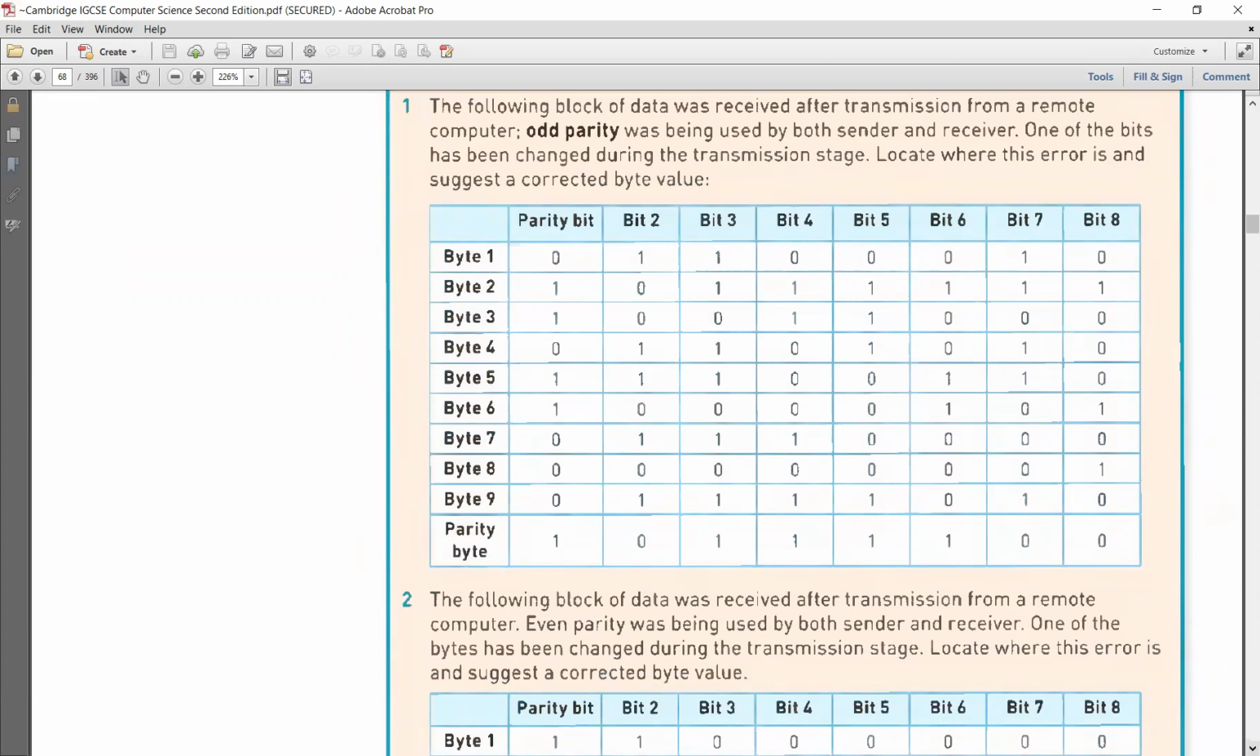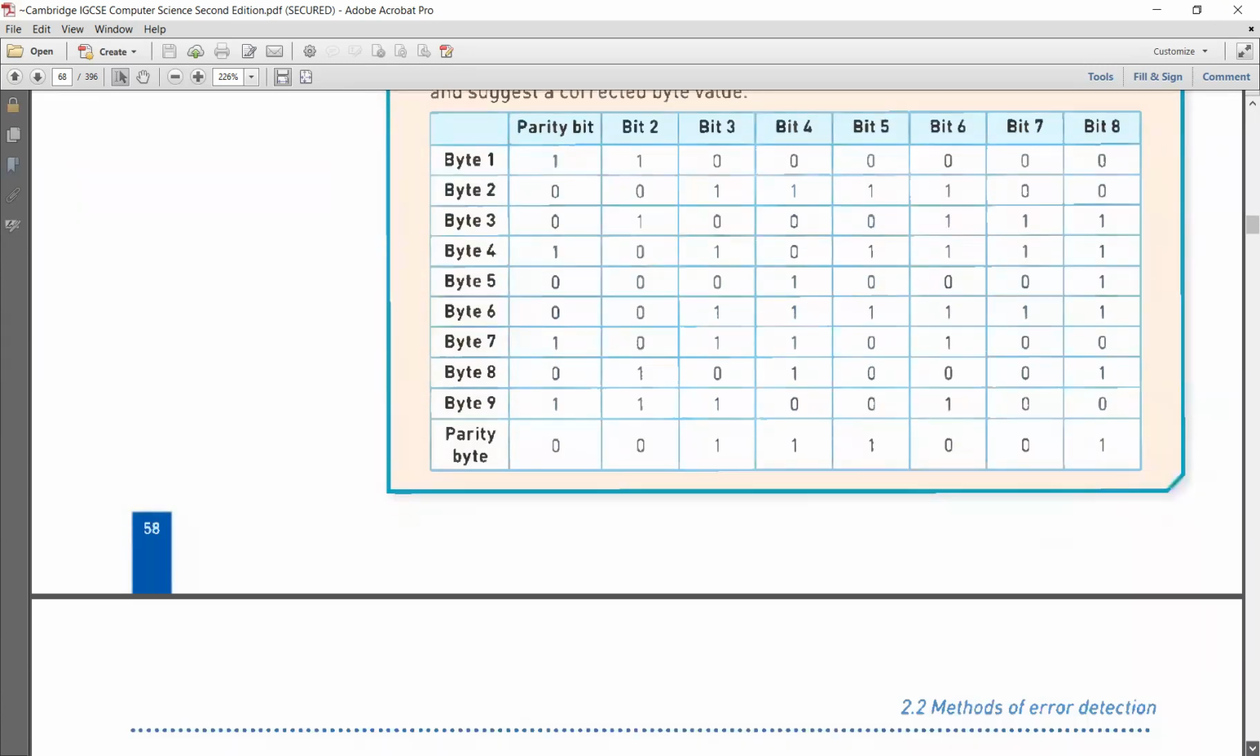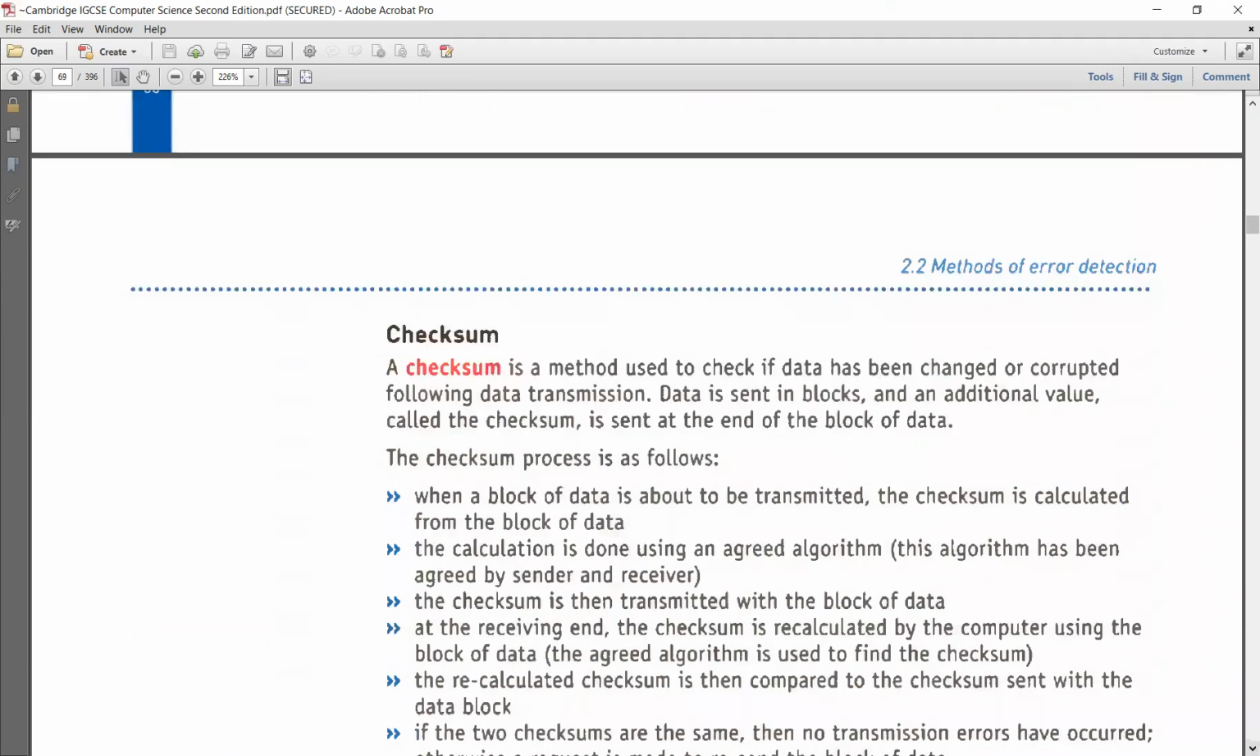So you can practice this question, very simple. The method is the same: you apply the work byte-wise and then bit-wise, and then the problem area is identified, the bit is identified, and that bit is going to be corrected to make the transmission successful. Next topic is checksum, very important.